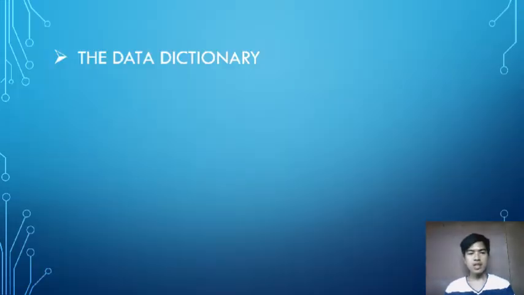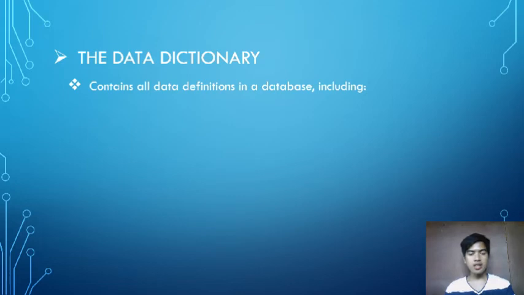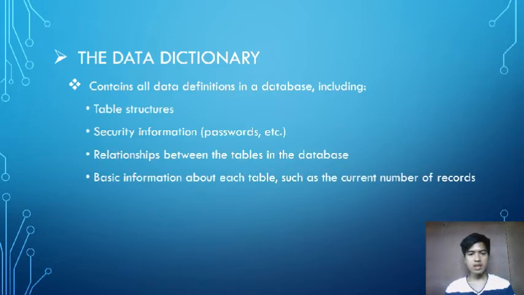And now let's talk about data dictionary. The data dictionary contains data definitions in a database, including table structures, security information, passwords, etc., relationships between the tables in the database, basic information about each table, such as the current number of records. So the data dictionary is all the data definitions, all the properties of the database in our data table.